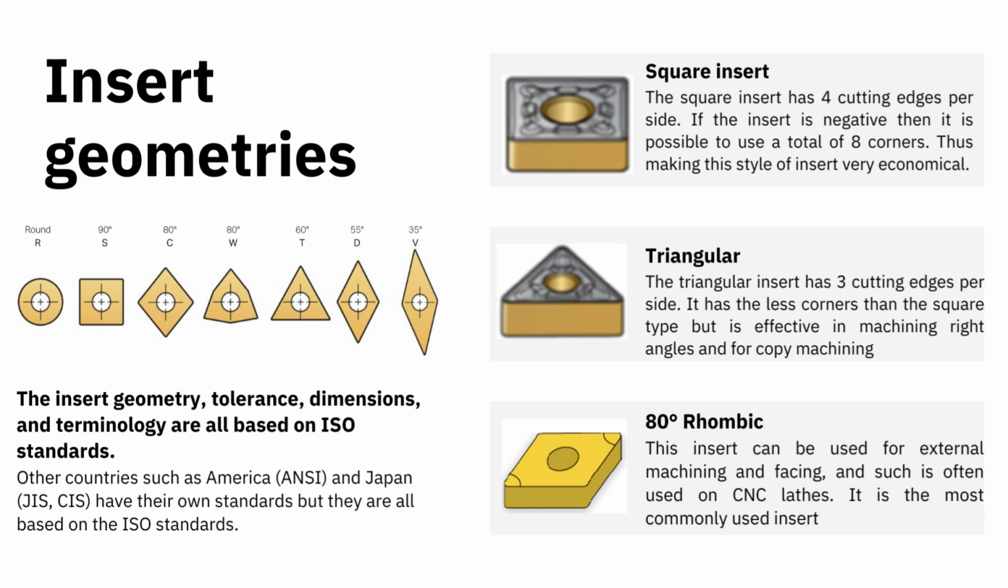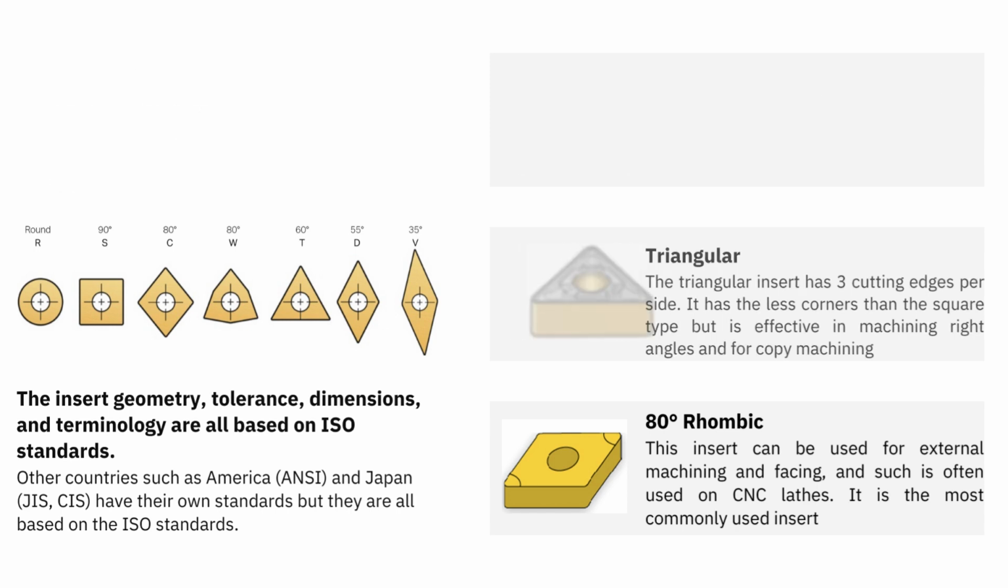ISO uses a coding system of numbers and letters to identify the shape, size, and key parameters of inserts. Square inserts have 4 cutting edges. If the insert is negative, there will be a total of 8 cutting edges. Rhombic inserts are the most preferred insert type in external turning operations.